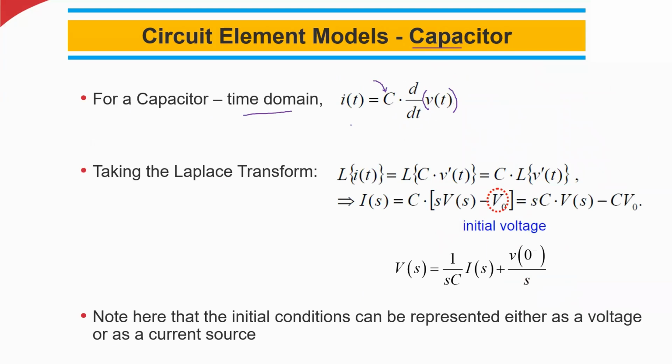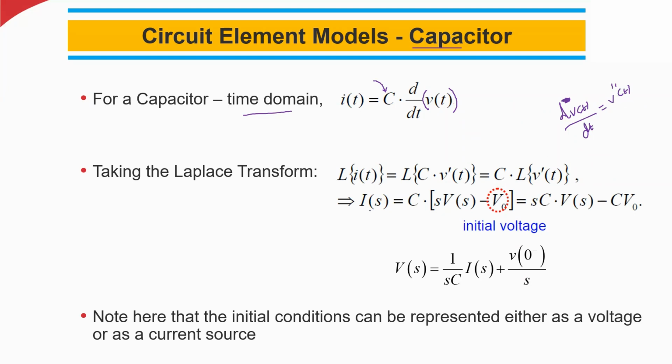Now if we take the Laplace transform of this equation, then what will happen? L of i(t) is equal to L of C times V dash of t. The dV(t)/dt, I simply call this V dash of t, so one times the derivative. In case I have d squared, then I have to put V double dash. So this is a simple derivative equation. So I write like this.